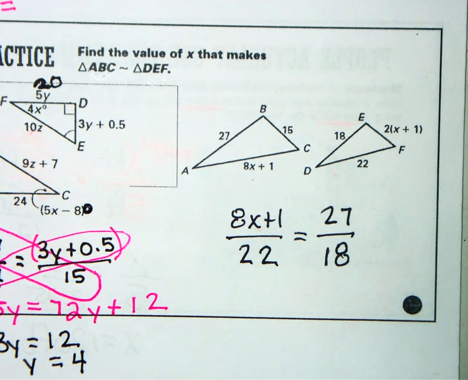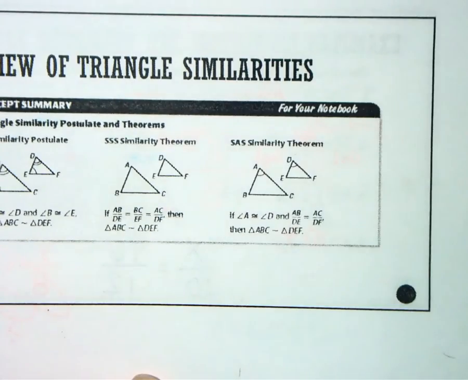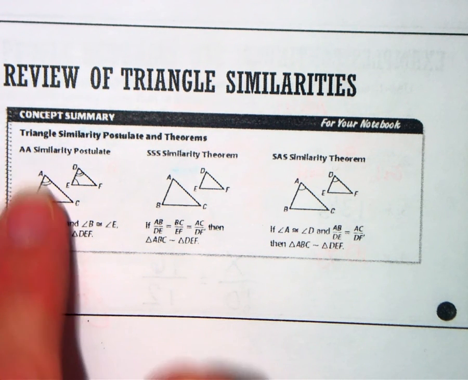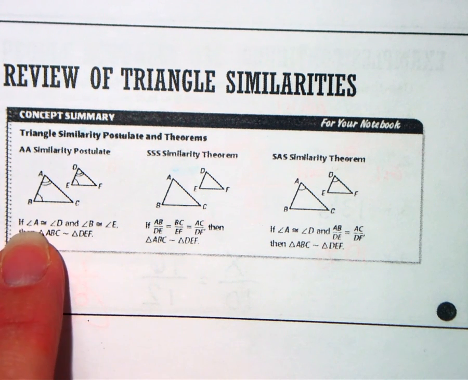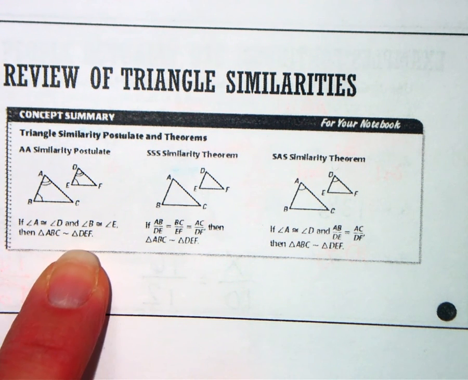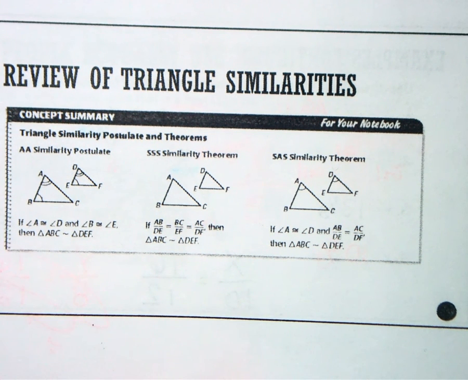Okay, so the last little slide here on this just shows you your 3 options: angle, angle; side, side, side; and side, angle, side. What this is also showing you is how you explain or how you justify or how you prove. So for example, if you want to say angle, angle, you need to say that these two angles are equal and those angles are equal, so therefore the triangles are similar. And then you would say by angle, angle. So this tells you exactly how to show it as well when it says show that the triangles are similar.